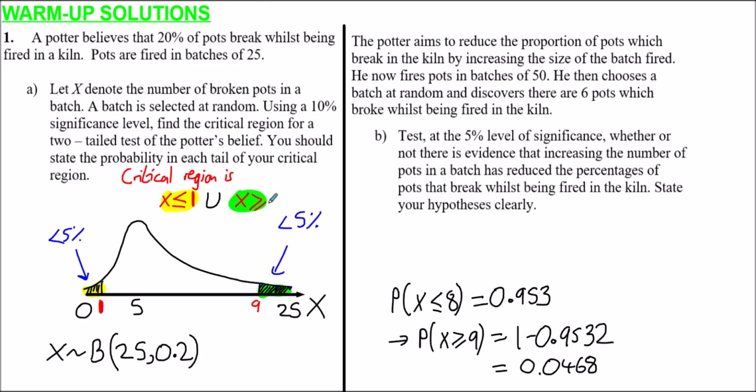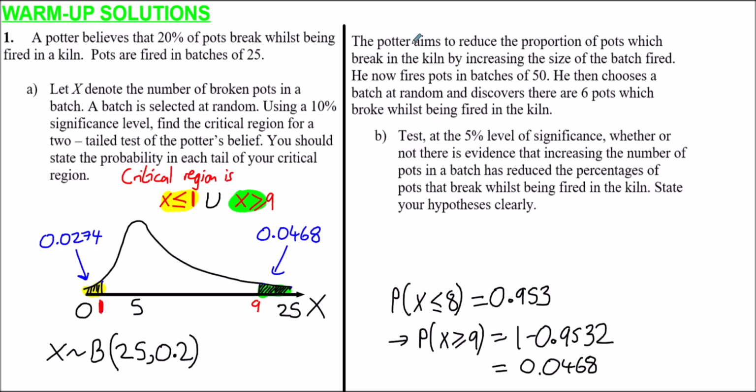So now we can start looking at part B. But before we do, as the question says, we need to state the probability in each tail. So for this one here, it is less than 5%. The probability here, we worked out from before, was 0.0274. This one over here is 0.0468. So we've got as close to 5% as we can, but we can't exceed it.